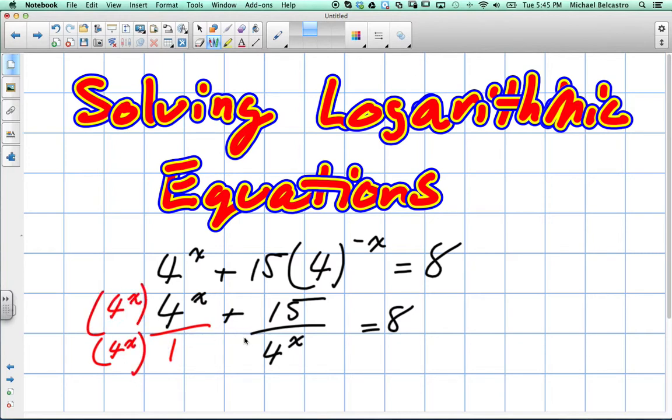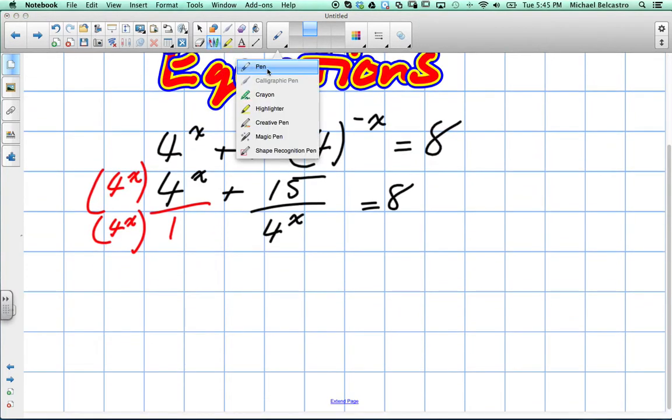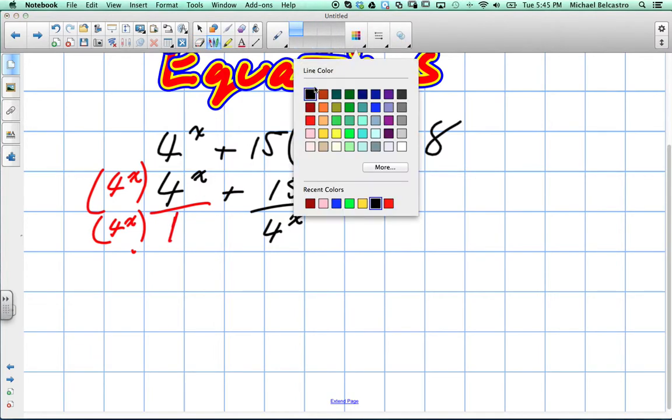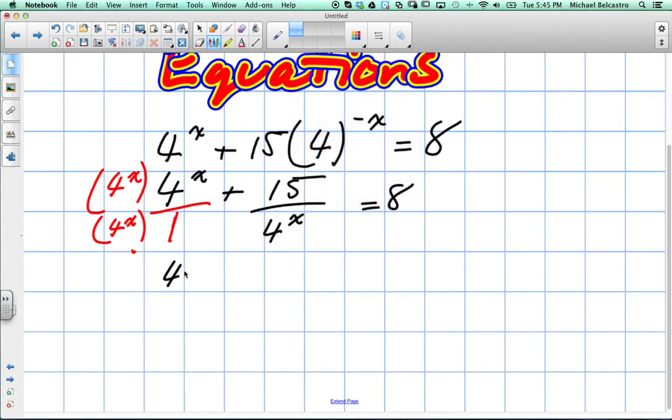In that process, 4^x times 4^x is the idea that the bases are the same, so we just add together the two exponents, and x plus x is 2x. So this becomes, oops, let's do that in black. Oh, geez. Let's fix that. There you go. This becomes 4 to the power of 2x plus 15 all over 4 to the power of x.